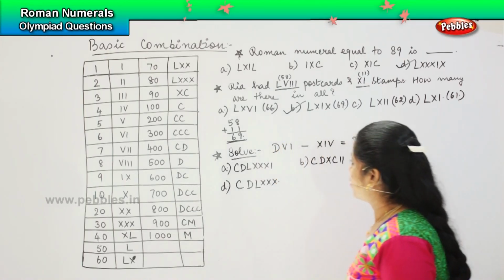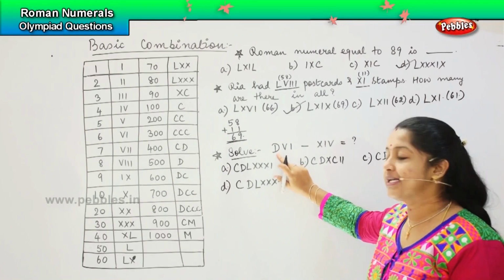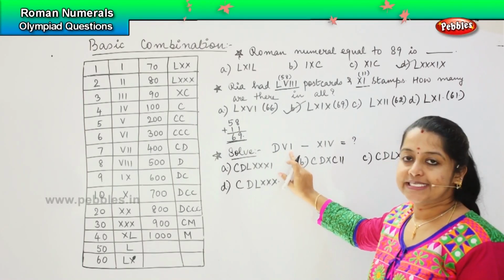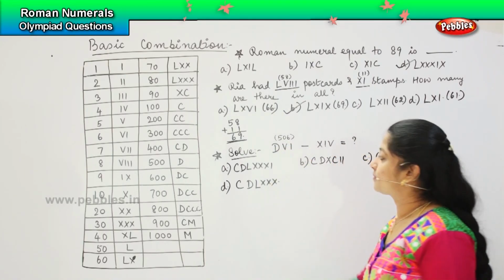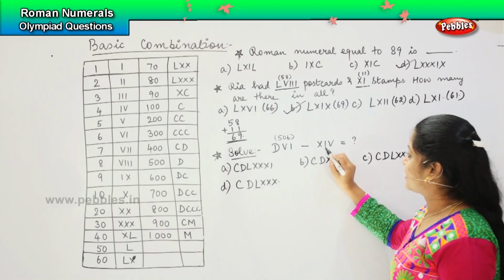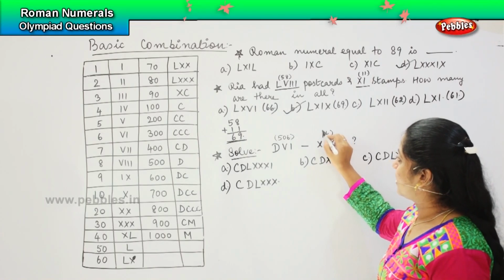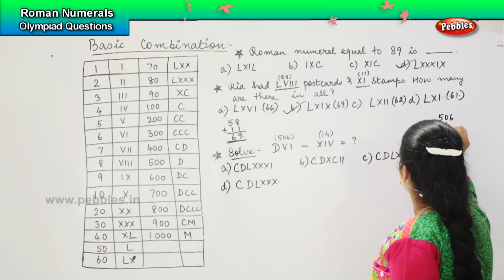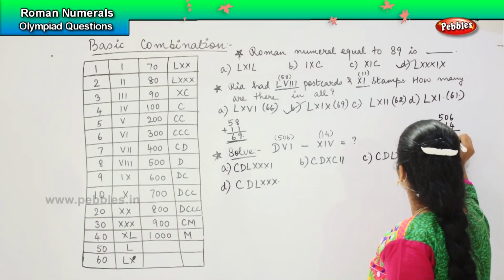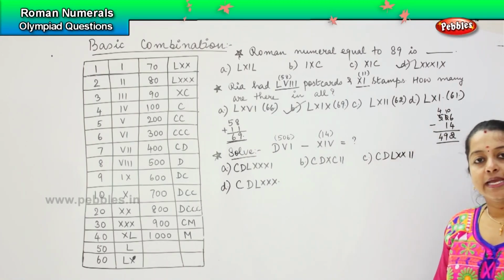Okay, so D is how much? D is 500 and VI is 6. So this is 506. Okay, now XIV, X is 10, IV is 4. So this is 14. So shall we do the subtraction and see? 506 minus 14. So 6 minus 4, 2. 10 minus 1, 9. And 4. So your answer should be 492.